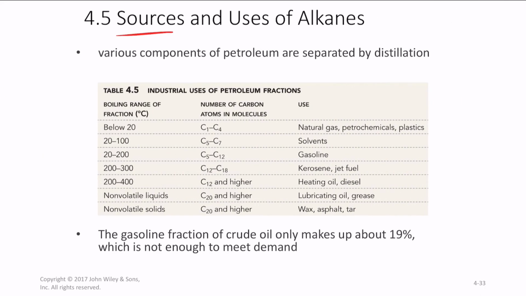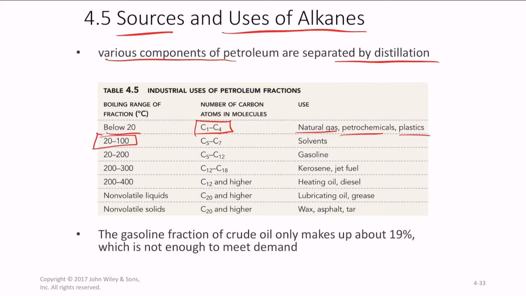So what are the sources and the uses of alkanes? So various components of petroleum are generally separated by using distillation, and these components are the ones that we use as alkanes. For example, below 20 degrees, any molecule between 1 carbon and 4 carbons releases natural gas, petrochemicals and plastics. Between 20 to 100 degrees centigrade, between 5 and 7 carbon compounds generally are solvents that are released.